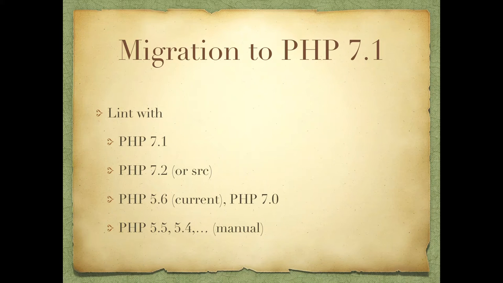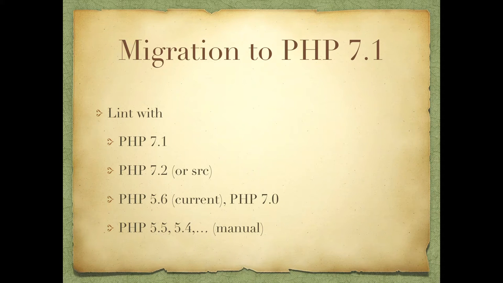It may happen once in a while that there is some regression that has been introduced. That's really rare enough that you don't want to lint 1,000 files with another 1,000 PHP versions, okay? Middle version is completely sufficient.